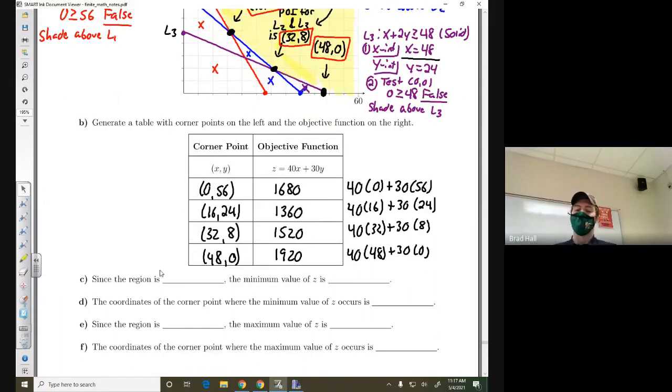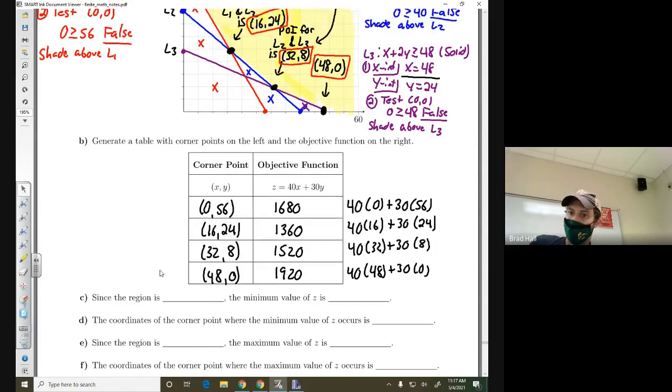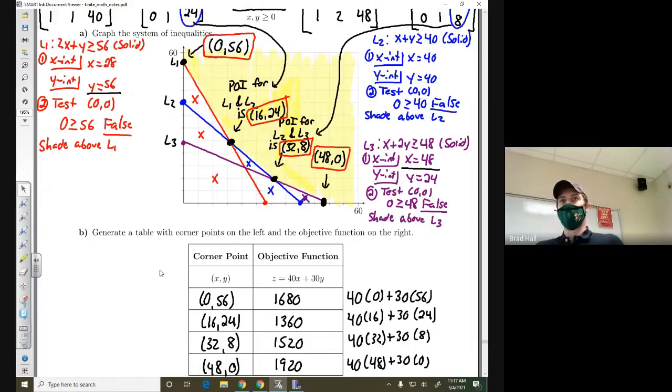Now it goes on to say, so we're moving on to part C, since the region is either bounded or unbounded. So with this, we can check our shaded region. Our shaded region is unbounded here. Unbounded, it goes up without any line segments cutting it off, goes to the right without any line segments cutting it off. So this is an unbounded region.